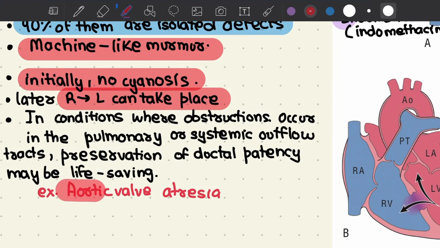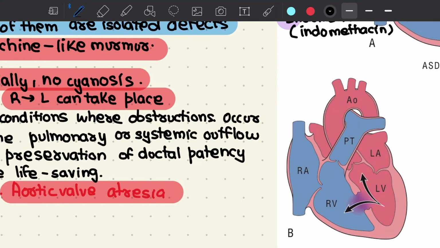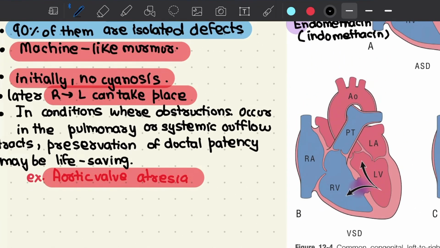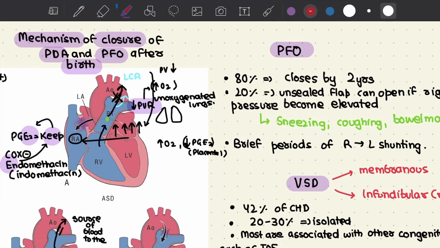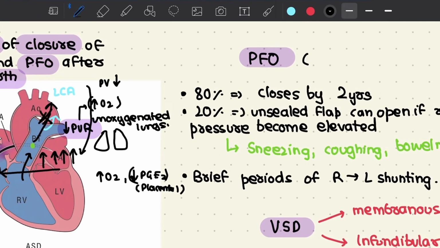For example, in aortic valve atresia, where we have a complete obstruction of the aortic valve, the patent ductus, that is between the pulmonary trunk and the aorta, shall form the only source of blood to the different organs. Now let's discuss the patent foramen ovale, another congenital defect that is associated with the left to right shunt.